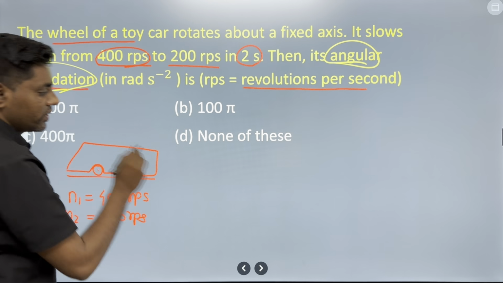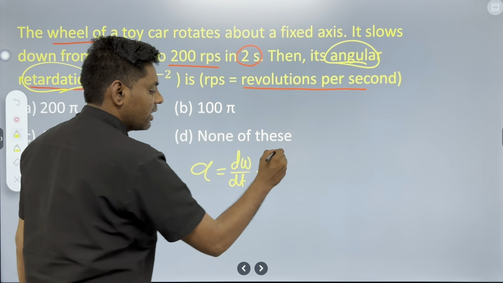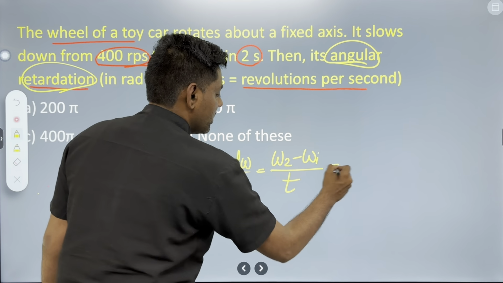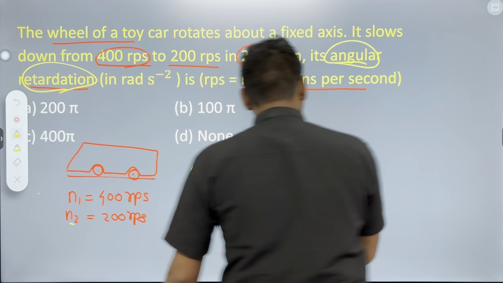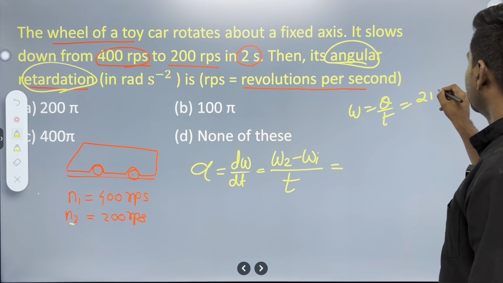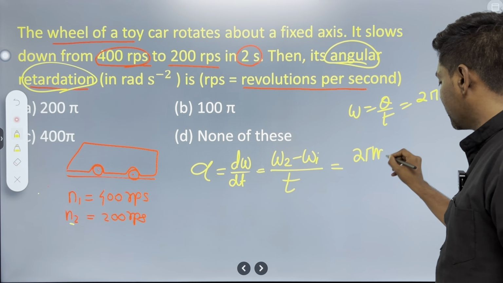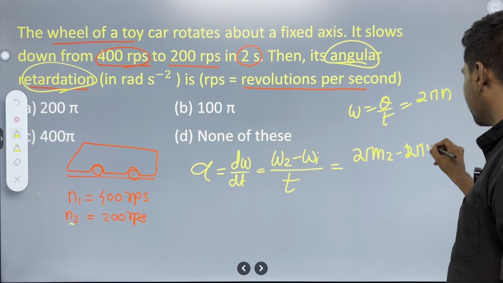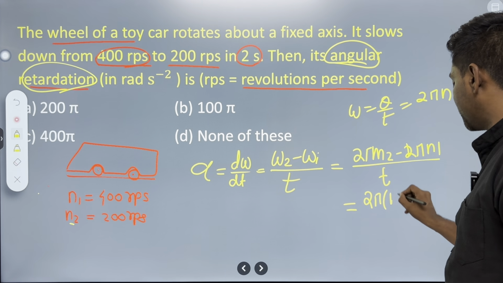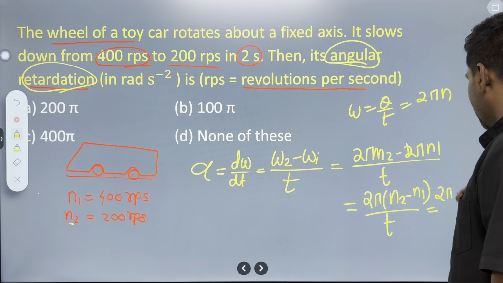what we have to calculate? Angular acceleration. It is denoted by the letter alpha equal to d omega divided by dt. d omega means final angular velocity minus initial angular velocity divided by time. As we know, according to the formula, omega is equal to angular displacement upon time, that is 2 pi, and 1 upon time period, that is frequency. So now here that is 2 pi n2 minus 2 pi n1 divided by t. Taking 2 pi common into the bracket, n2 minus n1 divided by time. So that is 2 pi times (n2 minus n1) by t.